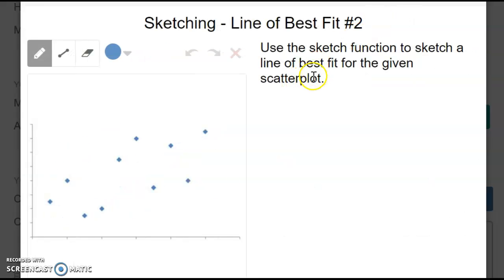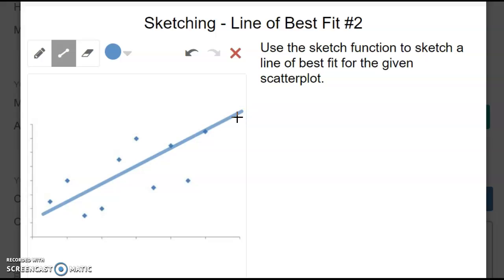Use the sketch function to sketch a line of best fit again. All right, so maybe somewhere like something like this. Okay, all right. So I have like 4 points below and about 4 points above, and that seems to follow the trend very well.